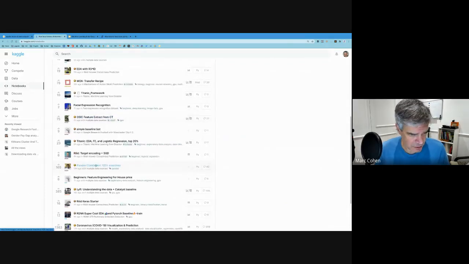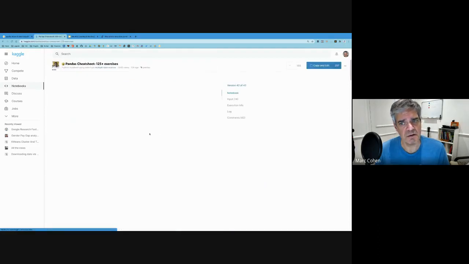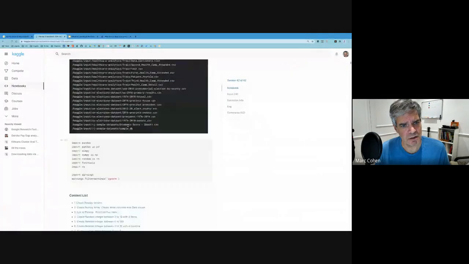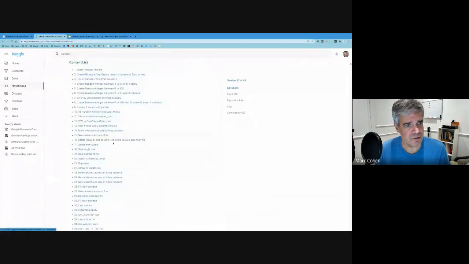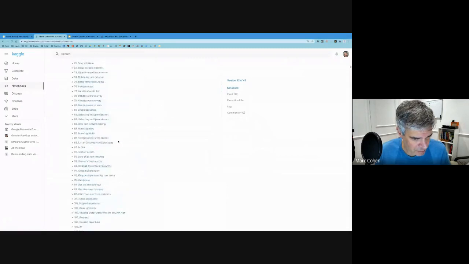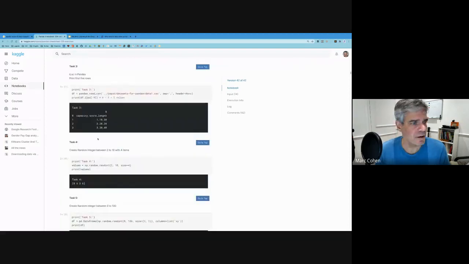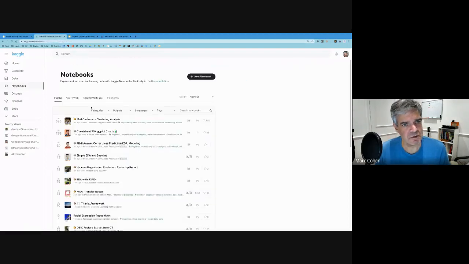Actually, we're going to look at a typical one in a minute, but here's a Pandas cheat sheet. Pandas is something we're going to talk about a little bit later, but here's somebody who's written a notebook just to show you 131 different tasks in Pandas, cell by cell. So lots of great resources here. And of course, you can search for notebooks that fit a profile you're interested in. I recommend this site if you're at all into data science.